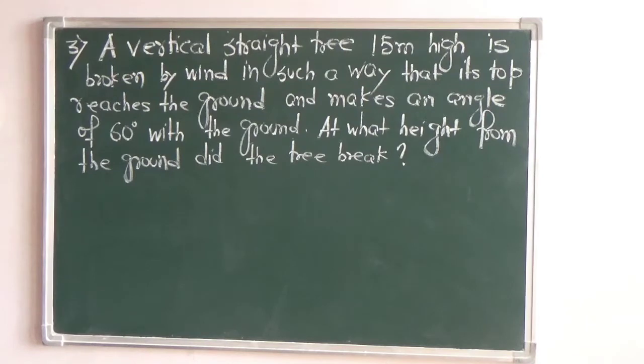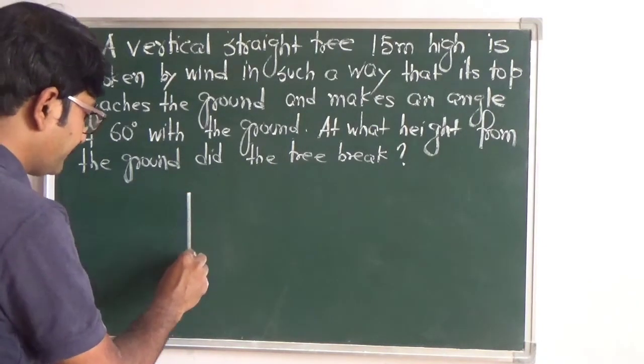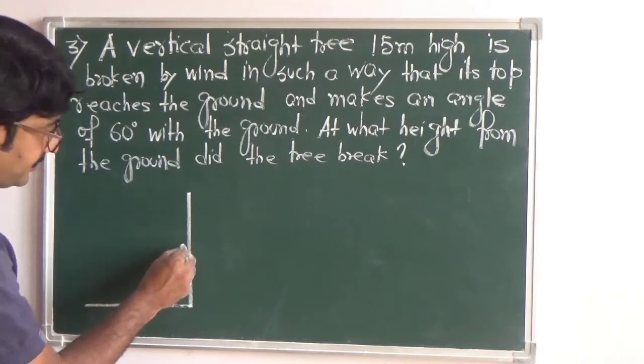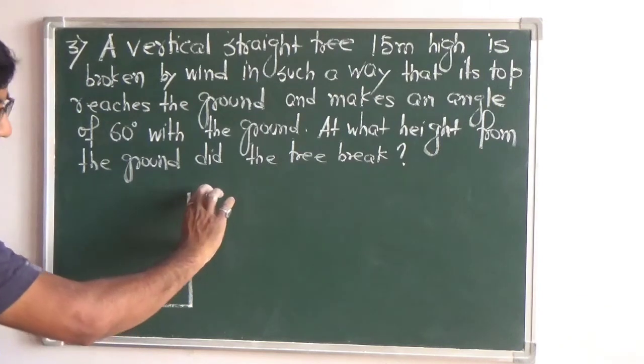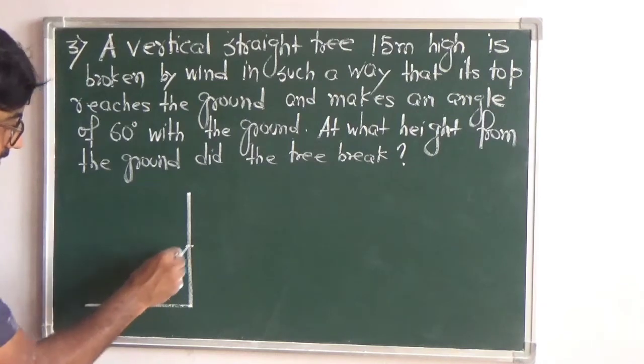So now first let us draw the diagram for this. A vertical straight tree 15 meter high is broken by wind in such a way that its top reaches the ground and makes an angle of 60 degrees with the ground. At what height from the ground did the tree break? So let us take this as the tree. This is the ground, and let this tree be broken from this point. So this part of the tree is broken, so it will fall on the ground.